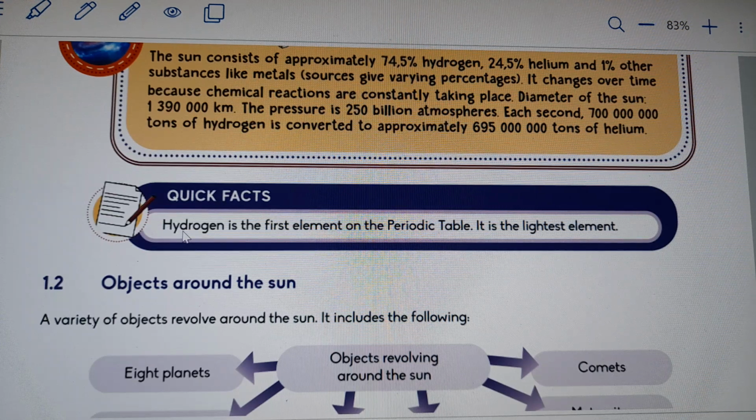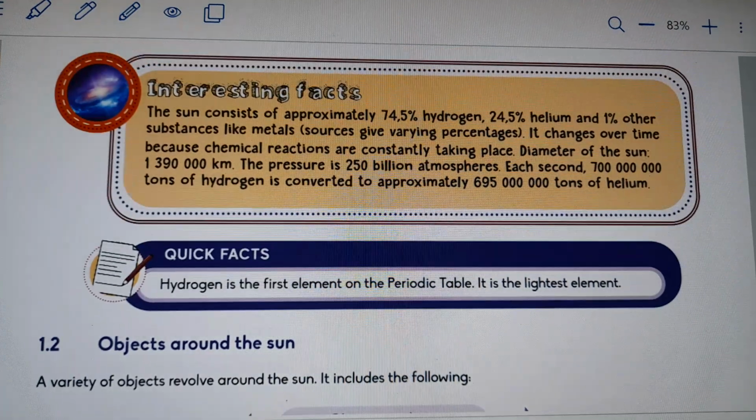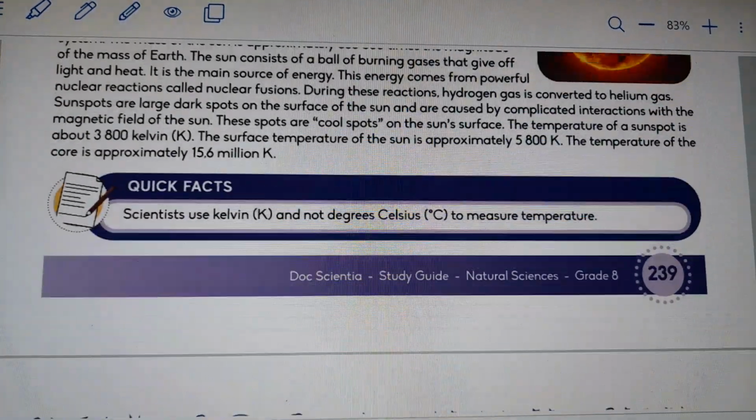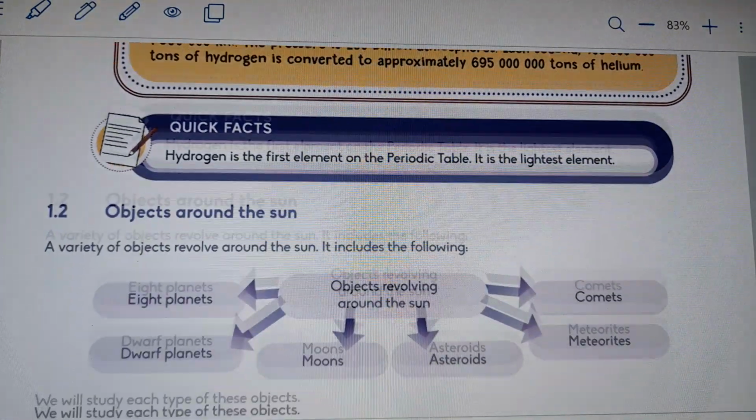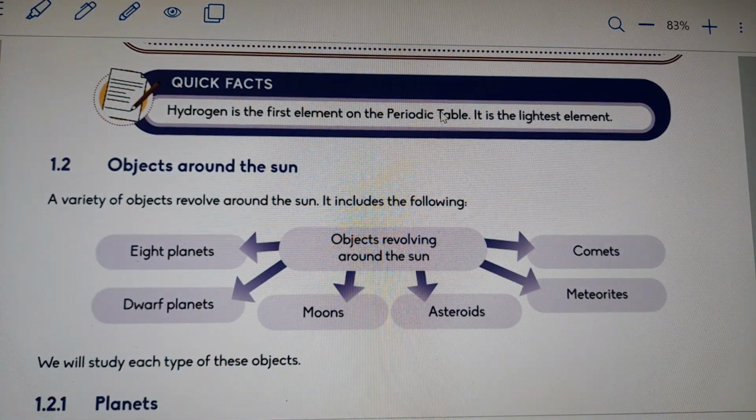And then here on the quick facts, they say hydrogen is the first element on the periodic table, and it is the lightest element. You remember they say during the nuclear fusion, hydrogen is converted into helium gas. Don't forget that. So we know by now on the periodic table that hydrogen is the first element, and it is the lightest when it comes to weight. And then let's look at objects around the sun now. We've looked at the sun, and let's see what else is around the sun. So this is our sun.